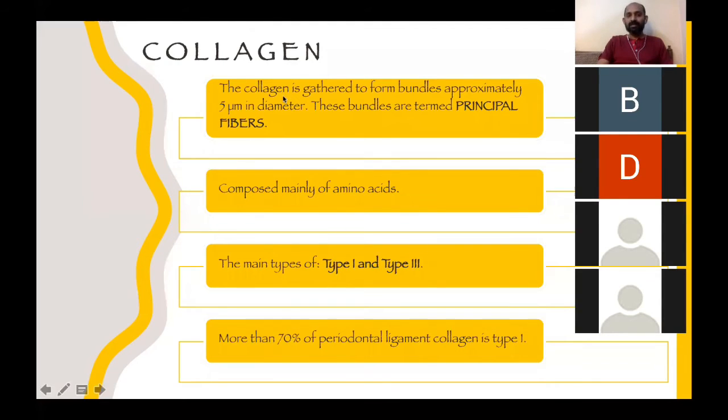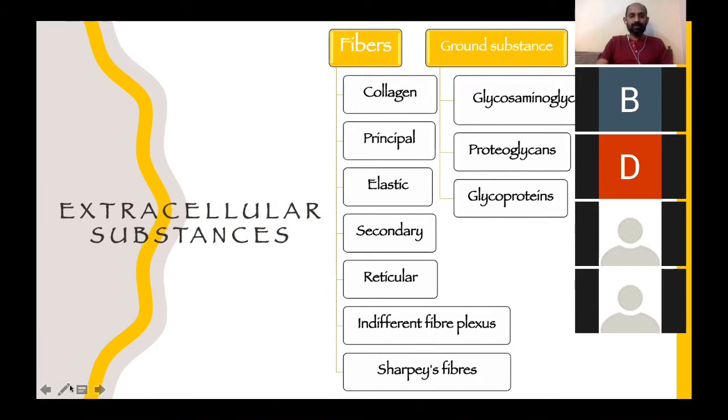So the collagen is a single hair, which is grouped together to form a bundle, and this bundle is usually around 5 micrometers in diameter. These bundles of collagen are called principal fibers. Please don't get confused with these two terms, collagen and principal. Principal fibers are nothing but the collagen fibers in the periodontal ligament which are grouped as bundles. Different groups of bundles of collagen in the periodontal ligament are called principal fibers.